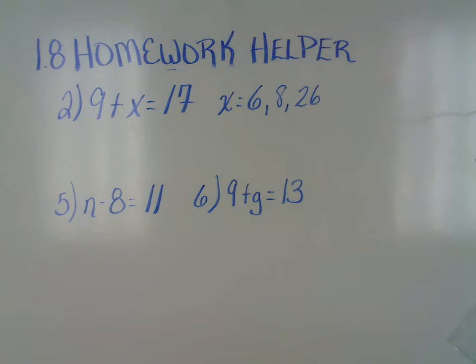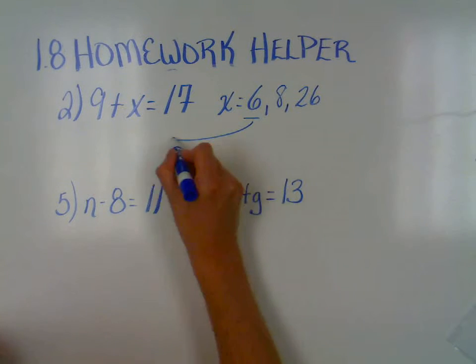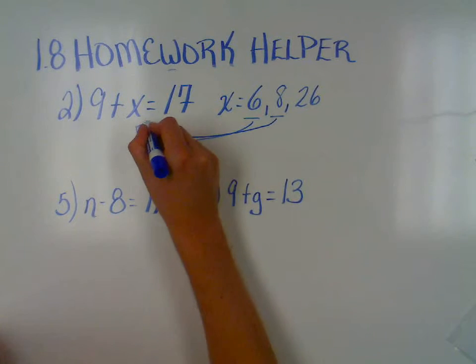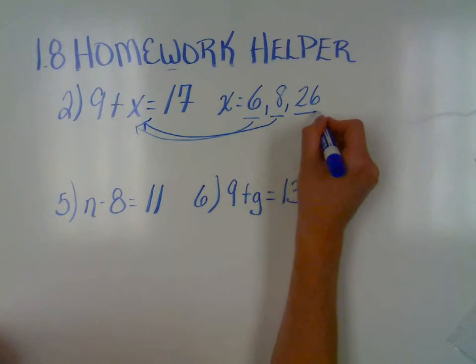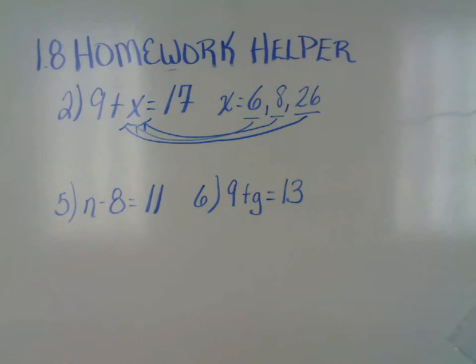The directions ask us to determine which value of x is a solution for the equation. So what you're going to do is take each one of these numbers and plug it in for x here. One of them is going to cause the left side to equal the right side. And whichever one causes that to happen is a solution to the equation.